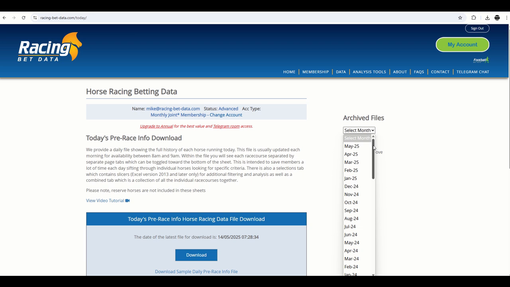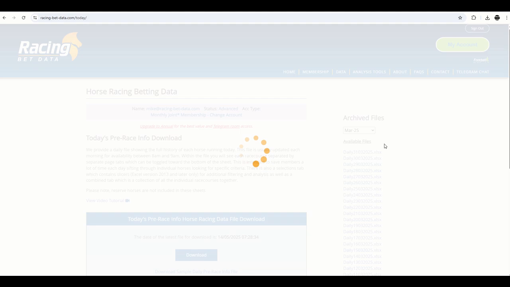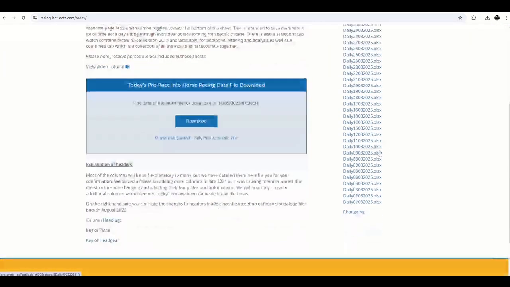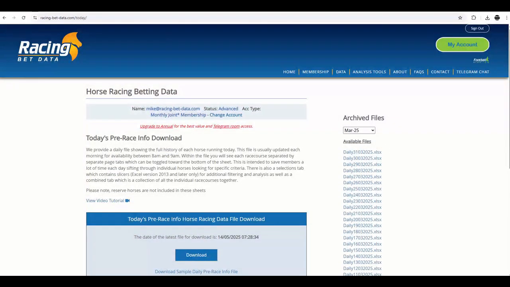If you join as a member and you weren't previously one, you can obviously access all of these. All of those files are available for you to export, download as Excel standalone files.